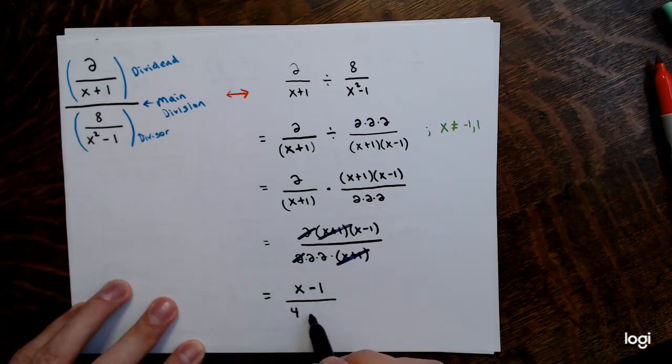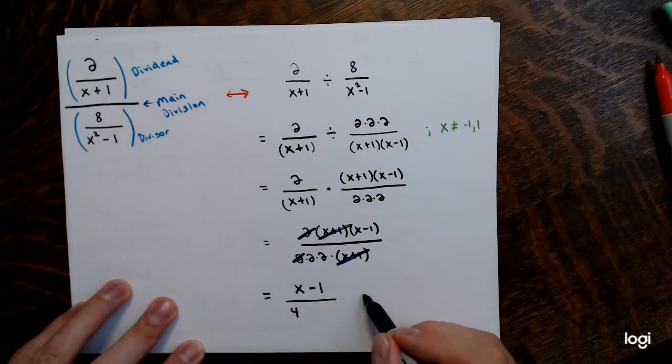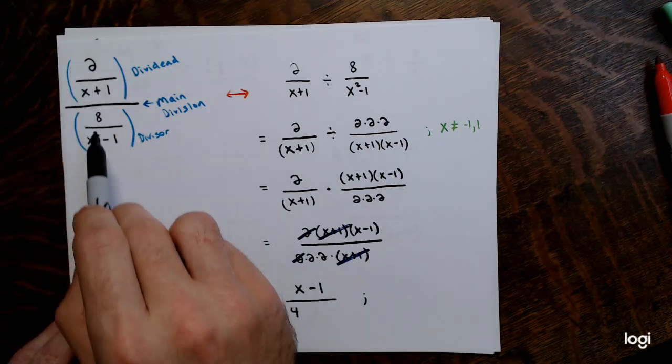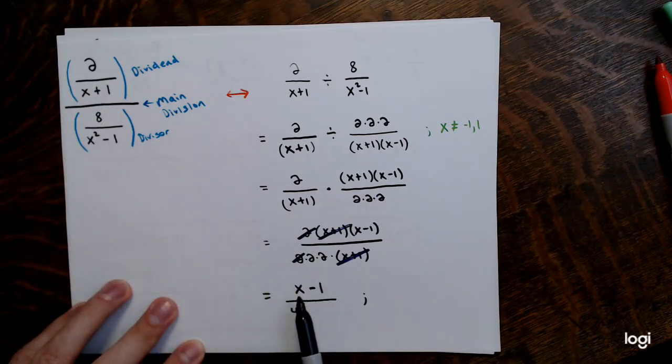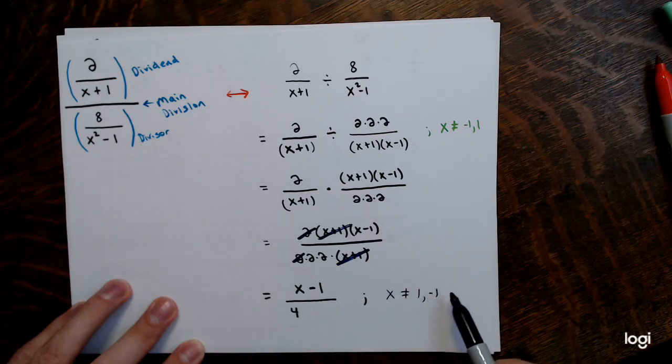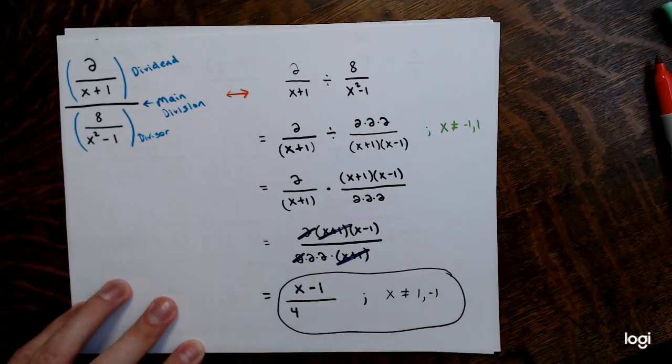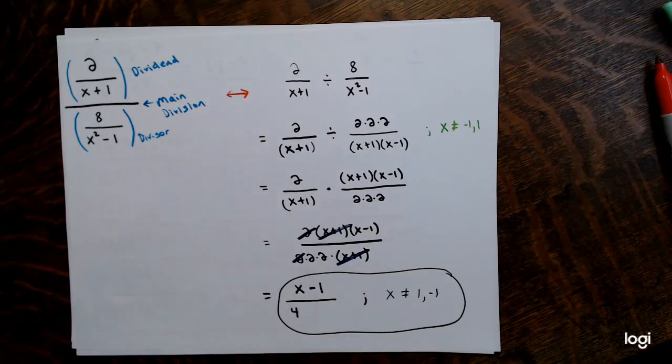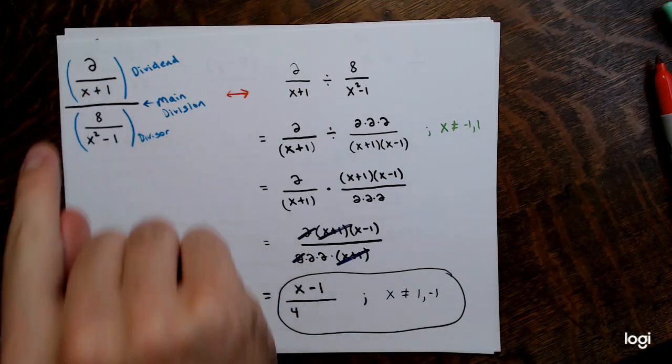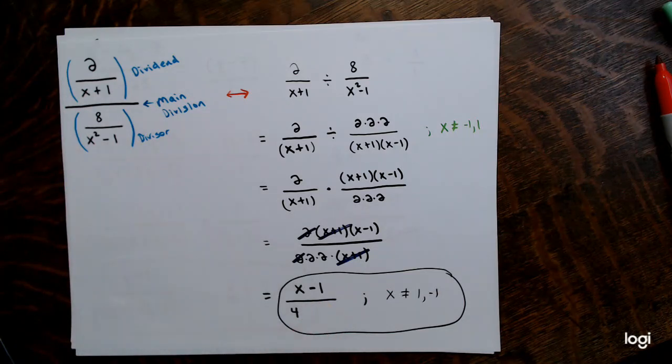I probably should have put this more centralized. So this division right here will be equal to this fraction here as long as x is not 1 or negative 1. And again, try it out, plug in numbers other than these, and you'll see that that division is indeed equal to this here.